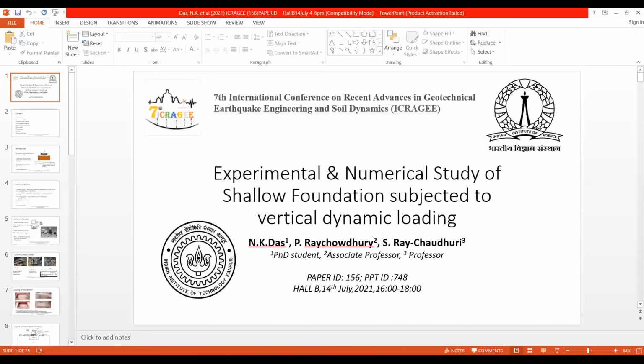Next one is Experimental and Numerical Study of Shallow Foundation Subjected to Vertical Dynamic Load by Das NK, IIT Kanpur. Das, you can proceed.